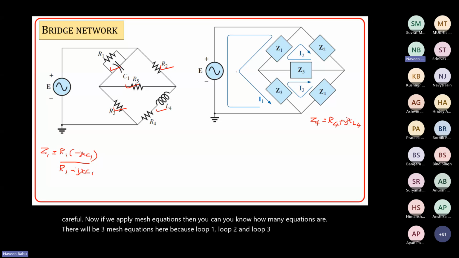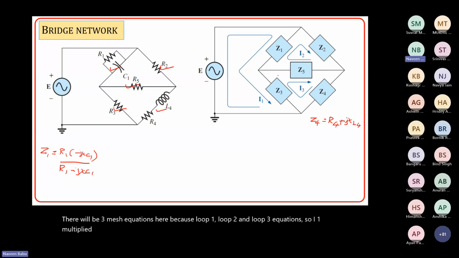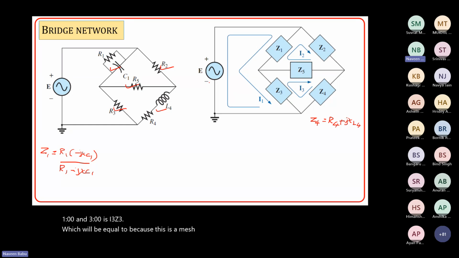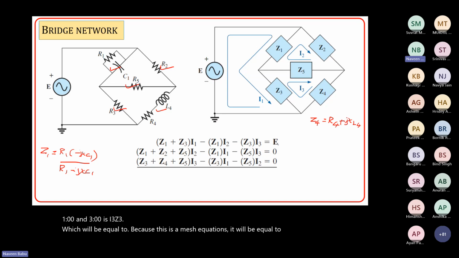So I1 multiplied by Z2 plus Z3, minus the one common between 1 and 2, which is minus I2 Z1, and the one common between 1 and 3 is minus I3 Z3, which will be equal to, because this is a mesh equation, it will be equal to E, right? So it will be equal to E.